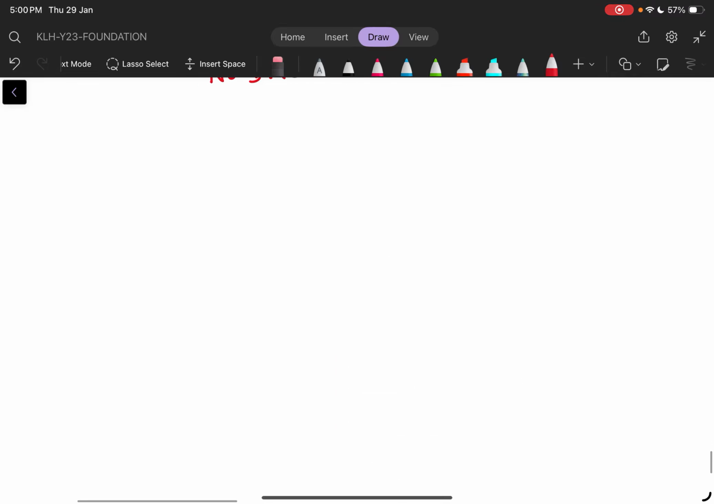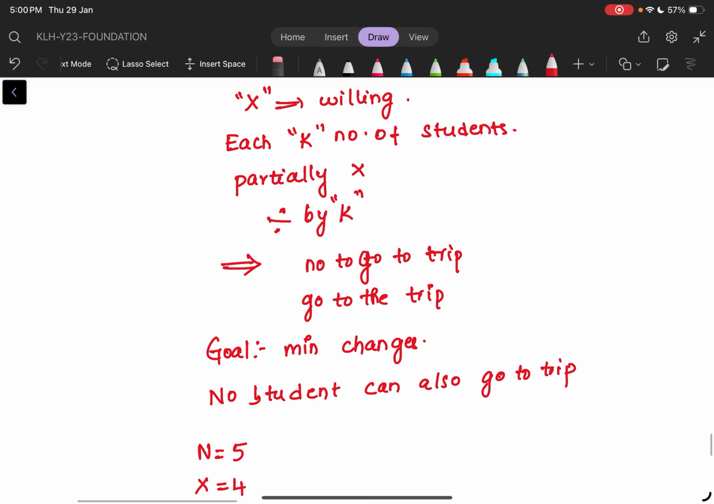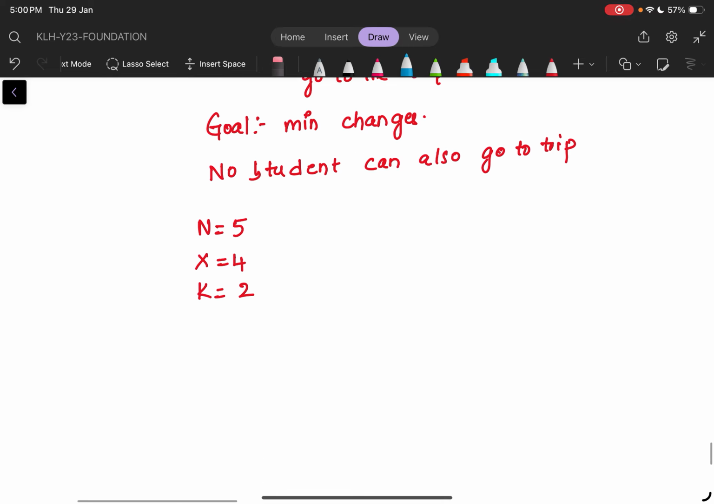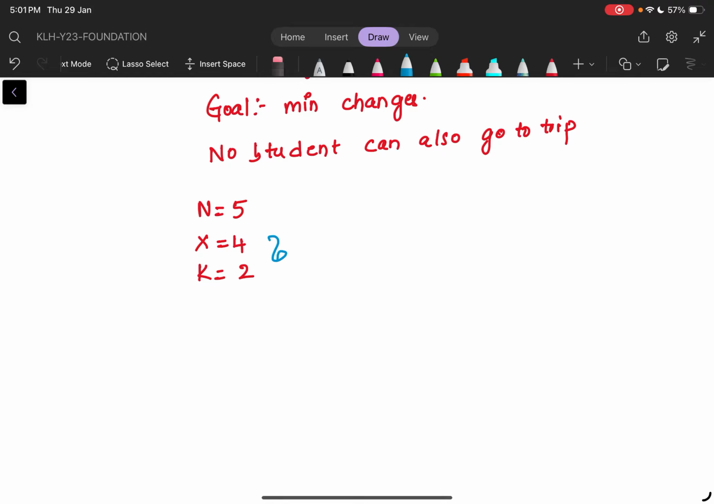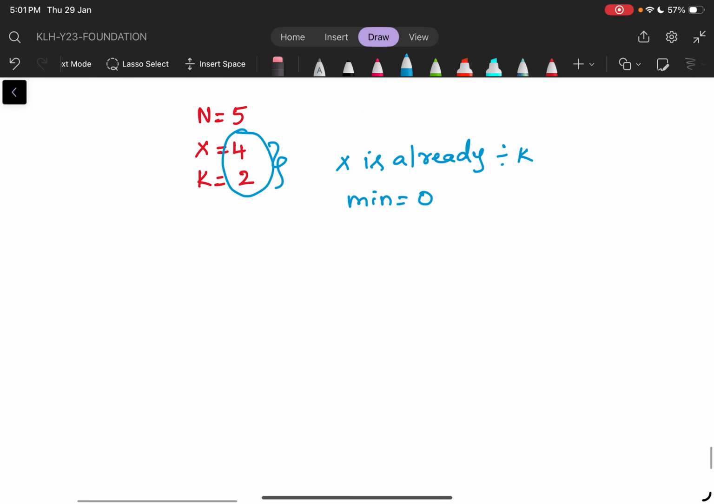Let us understand it further by taking some examples. There are 5 students in total, and 4 students are willing to go to the trip, and the bus capacity is 2. As we already discussed, the number of students should be divisible by k. If we observe here, x is already divisible by k. In this case, our minimum changes will be 0 and we can accommodate these 4 students in 2 buses.